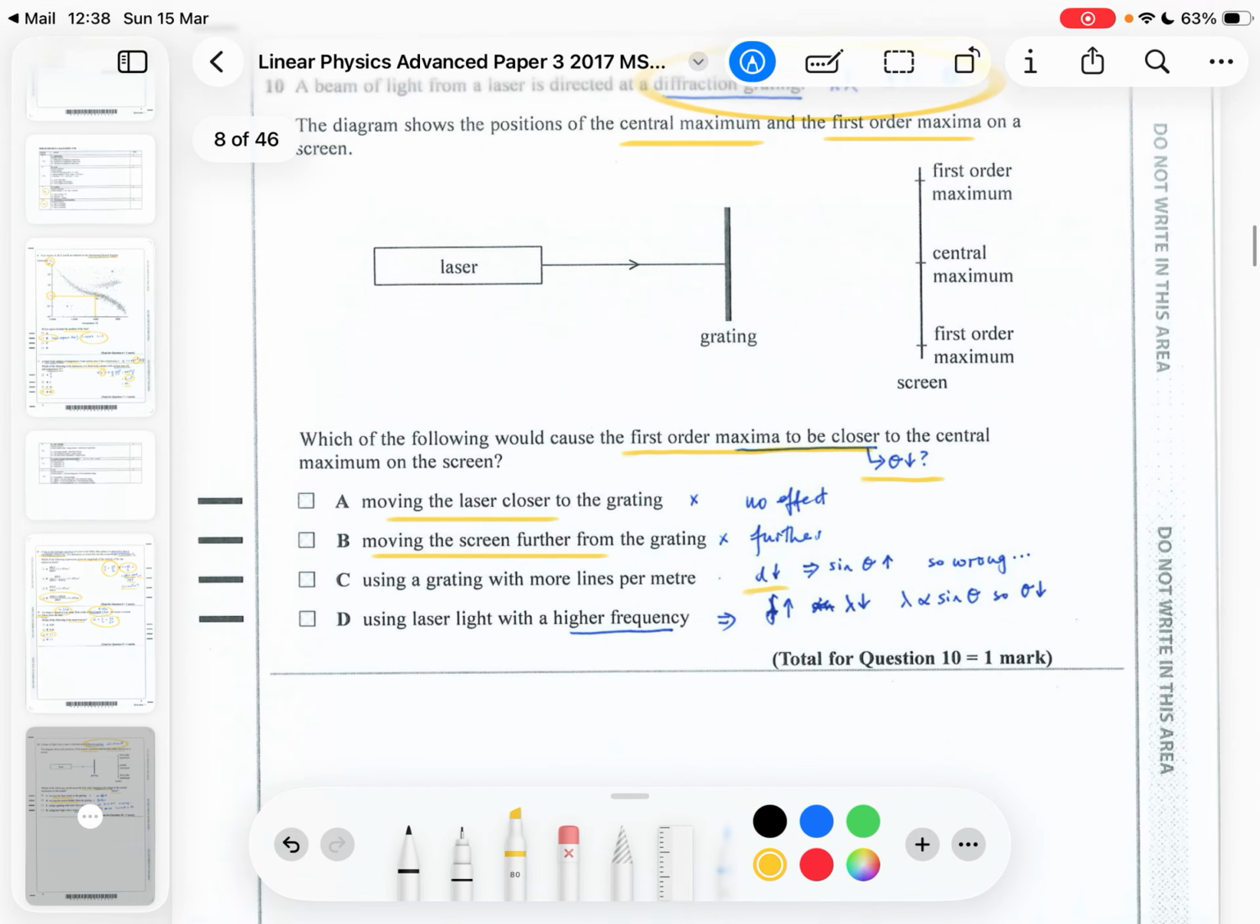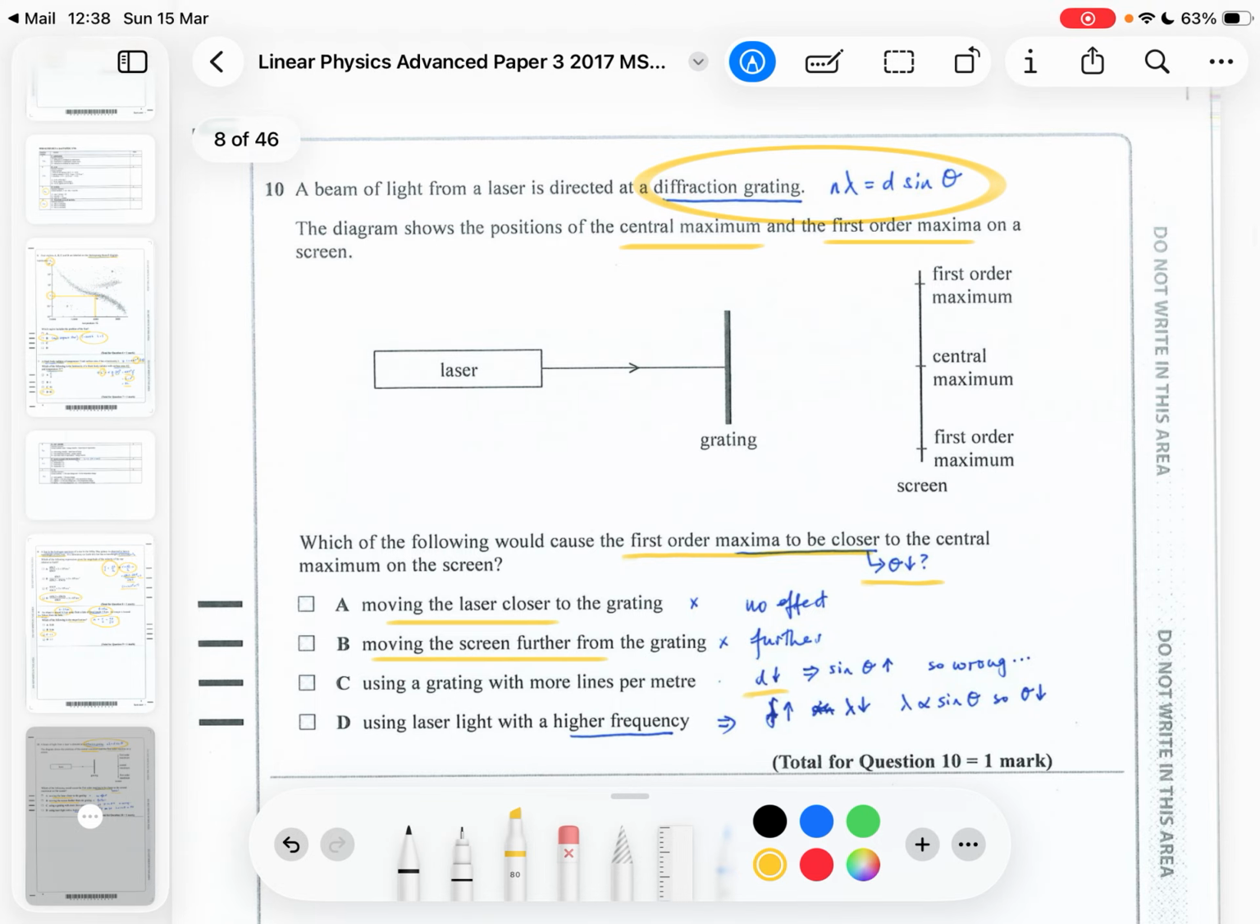equation, if d goes down, that means they're inversely proportional because they're on the same side of the equation. Sine theta will go up, so it's wrong. So the answer must be, if you change the frequency to a higher frequency, the wavelength goes down, and the wavelength is directly proportional to sine theta, which means theta will go down. So the answer is D.